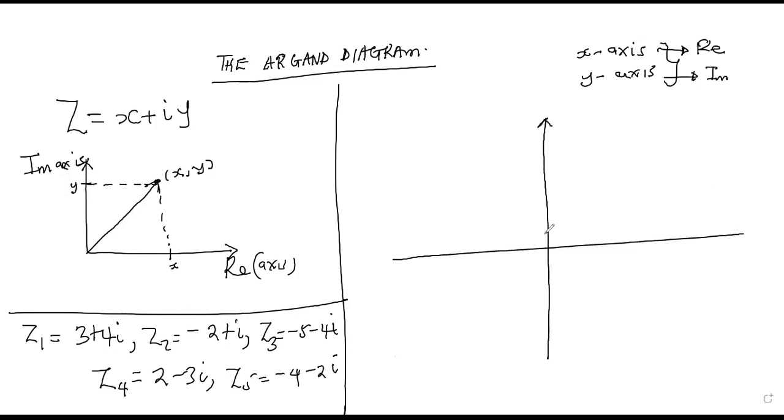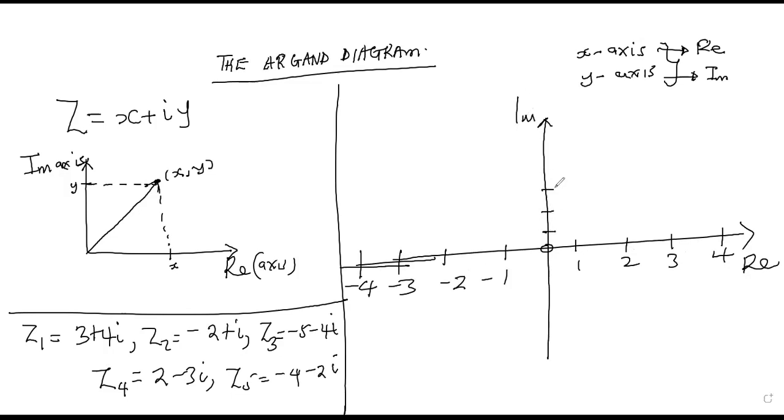So here we shall have 0, 1, 2, 3, 4 on each side. This is my real axis, and this is my imaginary axis, with 1, 2, 3, 4, 5 positives and 1, 2, 3, 4, 5 negatives. If we are to represent each, we just plot normally.